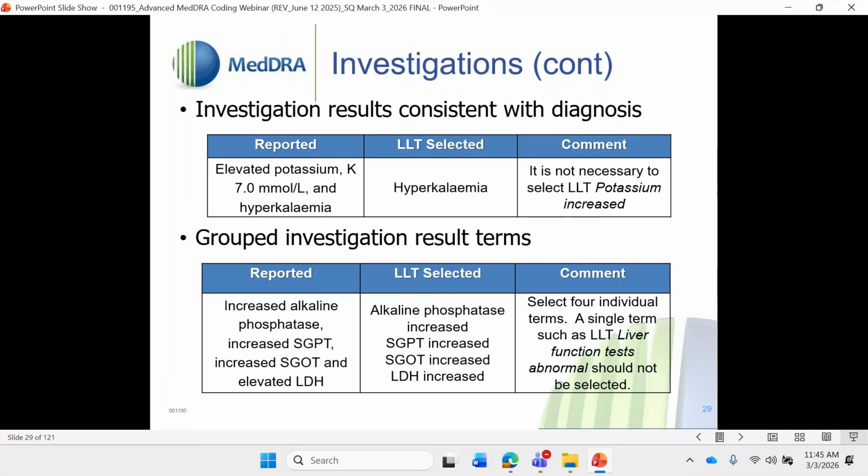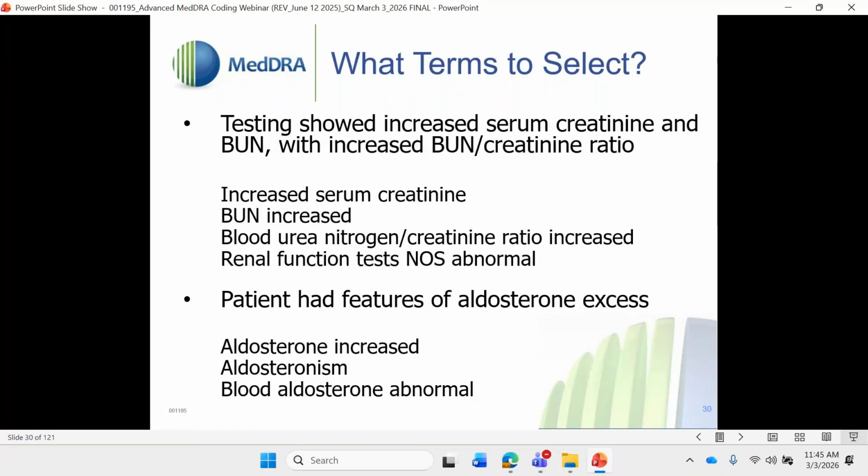Now here we're going to again show you various verbatims and go through them and see which ones are correct and which ones are not. For the string, testing showed increased serum creatinine and BUN with increased BUN/creatinine ratio. So of these 4 LLTs listed, let me see, what would I do? I don't see any diagnosis, right, where I could take my preferred option and just code the diagnosis if these were the associated gold standard finding.